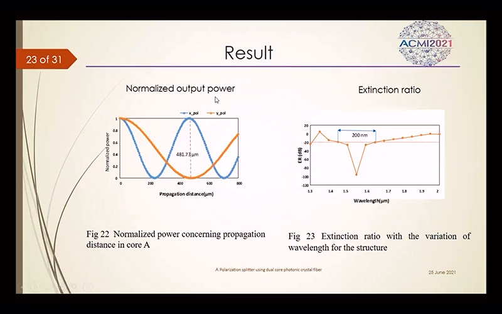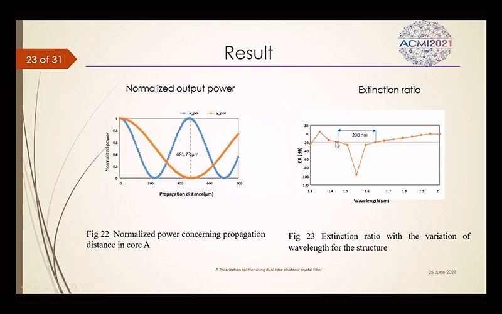Here is the normalized output power. When the normalized power of a particular polarized ray is maximum in one core, then it will be minimum in the other core. Normalized power is a function of propagation distance. The length of the splitter can be measured from the normalized output curve of a core. In this figure, at the propagation distance of 481.73 micrometer, the normalized power of the Y polarized ray is minimum, where the X polarized ray is maximum in core A.